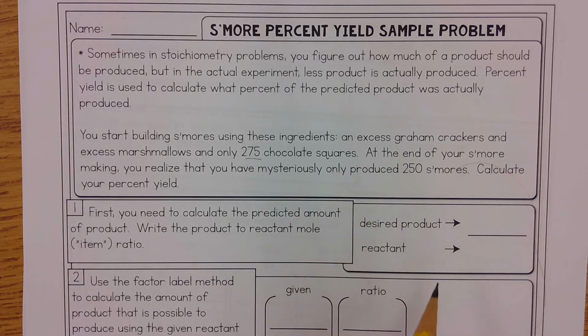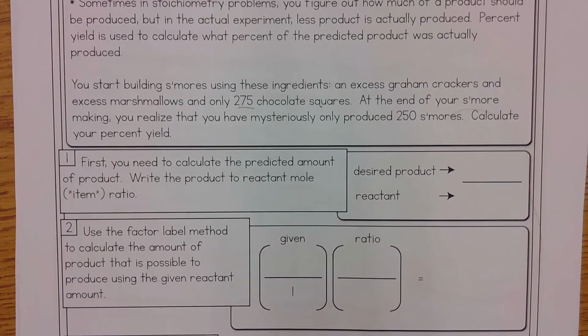Calculate your percent yield. So some of that chocolate was lost, whether someone came along and ate it, or it dropped on the ground and you had to throw it away, or it melted. For whatever reason, you didn't make as many s'mores as you could have, right? So what's your percent yield? How efficient, how effective were you at making these s'mores?